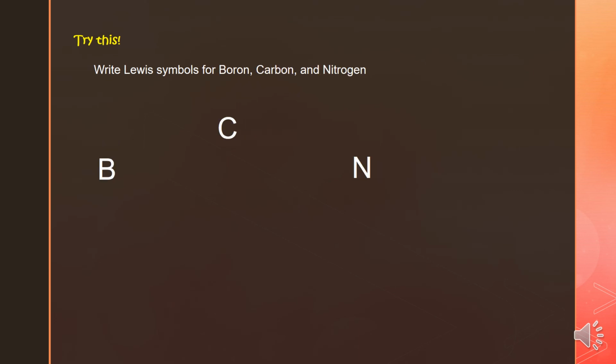How about boron, carbon, and nitrogen? Boron is in group 3A, meaning it will have 3 electrons. Carbon is in 4A, so 4 electrons. And nitrogen is in 5A, so it would have 5 electrons.